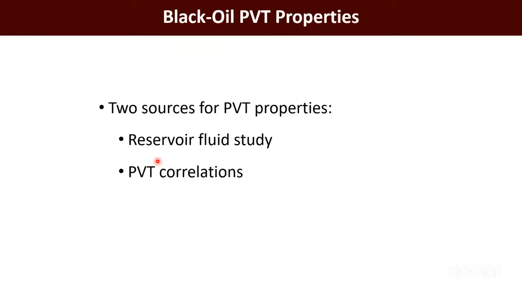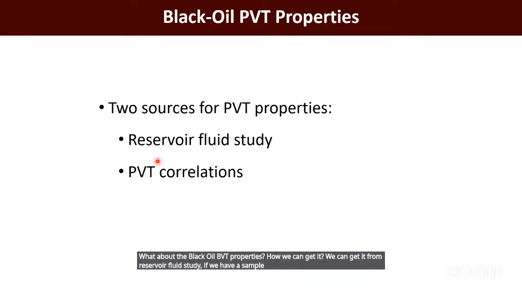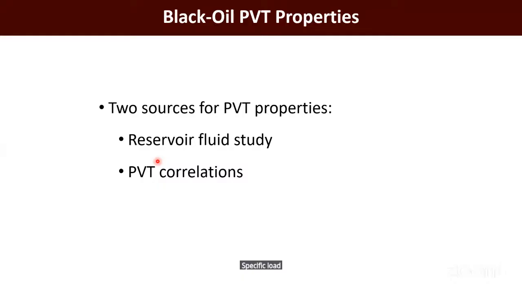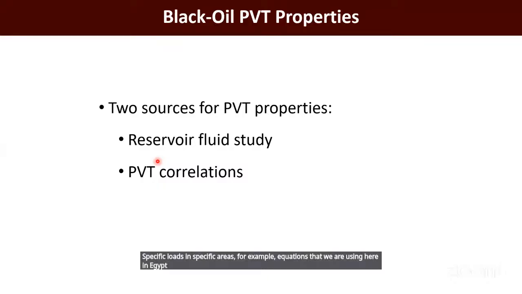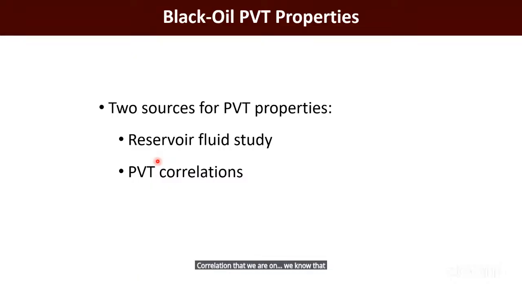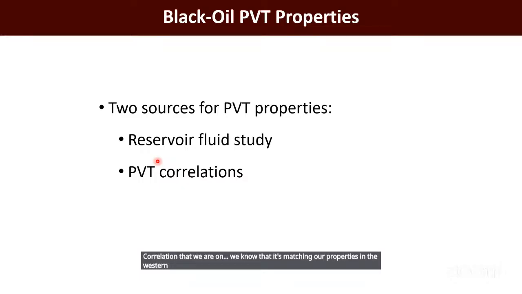What about the black oil PVT properties? How can we get them? We can get them from a reservoir fluid study if we have a sample, and we are going to talk about this later, or from PVT correlations. There are some correlations that match specific fluids in specific areas. For example, equations that we are using here in Egypt in the Western Desert, a correlation that we know is matching our properties in the Western Desert, so we can use it instead of taking a PVT sample.